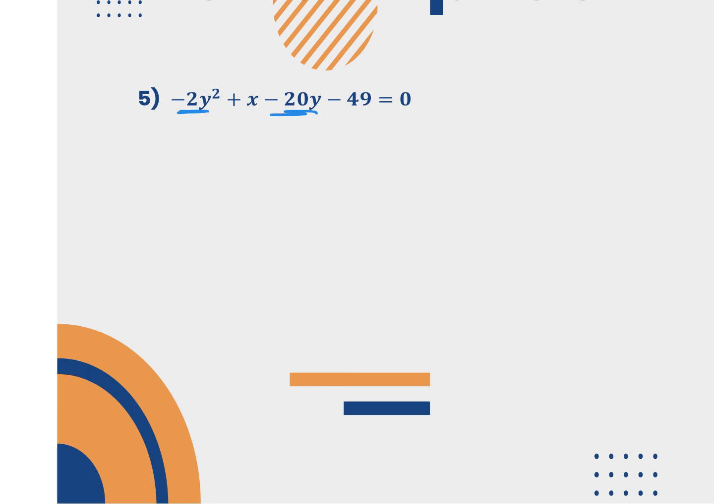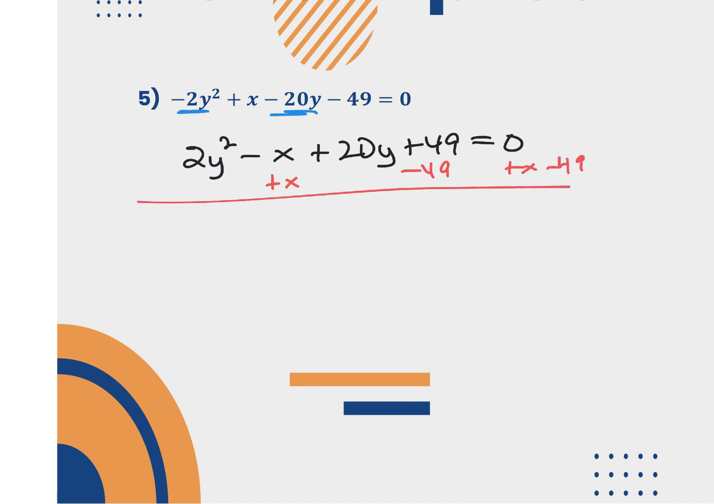So what I can do here is divide everything to get my squared term positive. Let me divide everything by -1 first. So 2y squared minus x plus 20y plus 49 equals 0. So now I need to move the x to the other side and the 49. So now I'm left with 2y squared plus 20y, I'm going to leave a blank space, equals x minus 49.